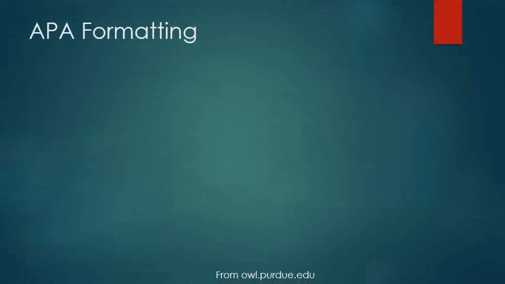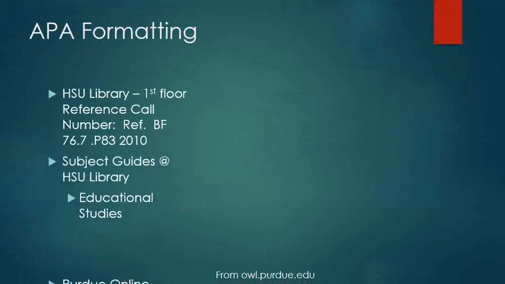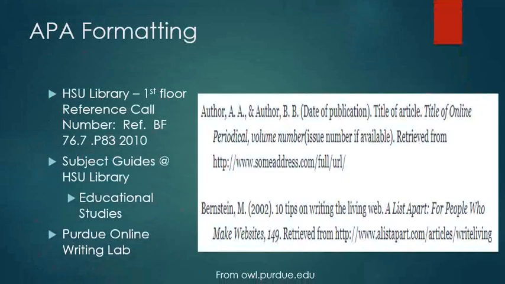So the other thing we want to do is talk about APA formatting really quick. There's a couple different places that you can find APA formatting stuff. Here in the library, we have the physical actual APA research guides, the reference books that you can come get, and I have the call number here. Like I said, it's on the first floor in the reference stuff. If you have any questions, ask at the circulation desk for it.